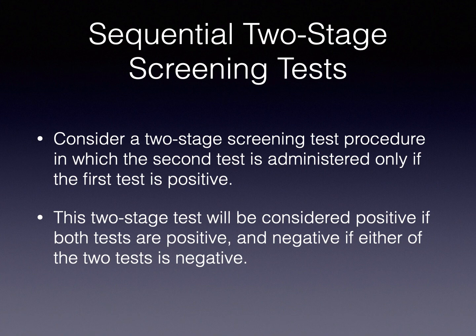If the first test is positive, then the second test is going to be administered, and then we're going to see what the result of that test is. So in this two-stage test, it will be considered positive if both tests are positive and negative if either of the two tests is negative. So if the first test is negative, we proceed no further. We conclude that the person does not have the disease. If the first test is positive, but the second test is negative, then again, we conclude that the person does not have the disease that's being tested for. So that is how this particular two-stage screening test works.